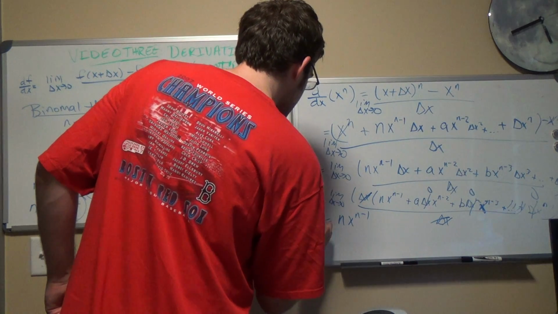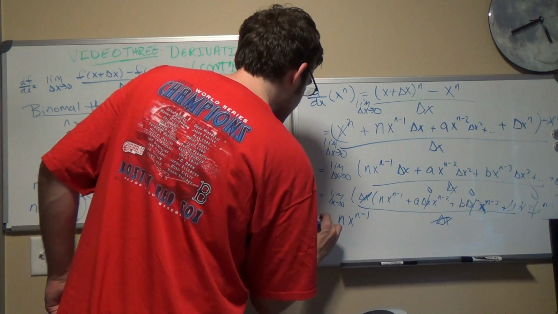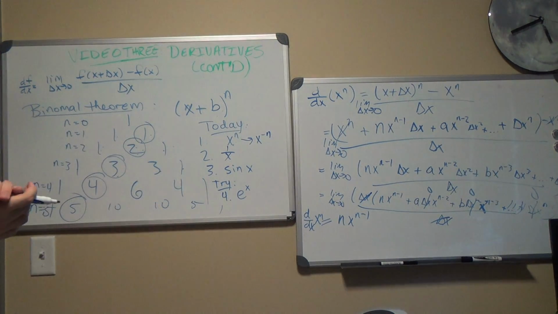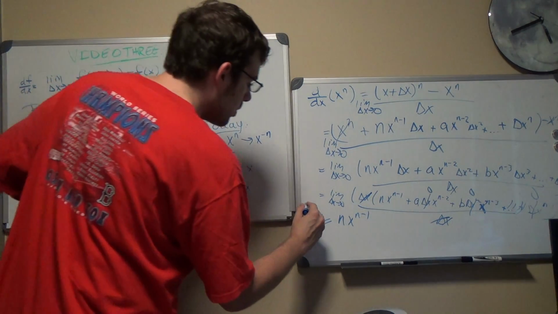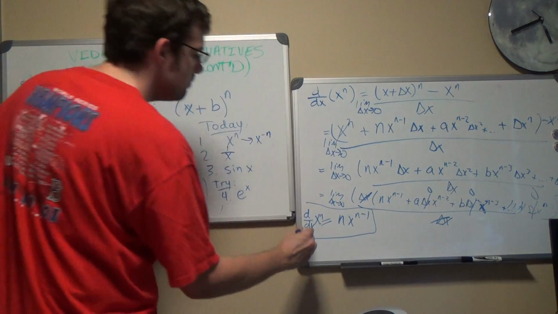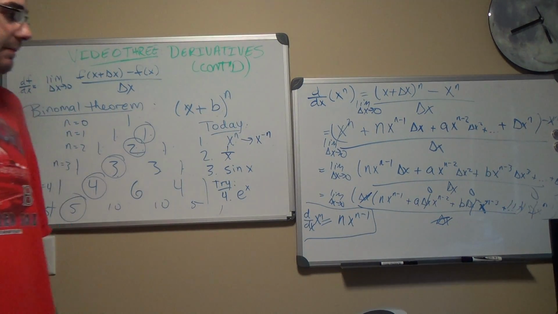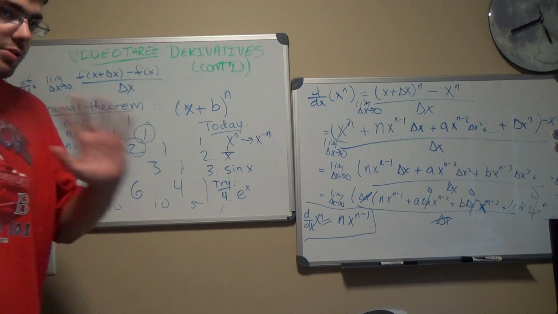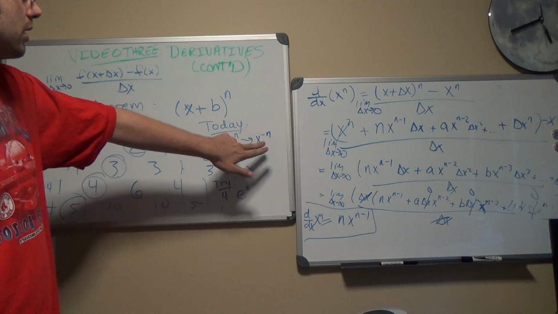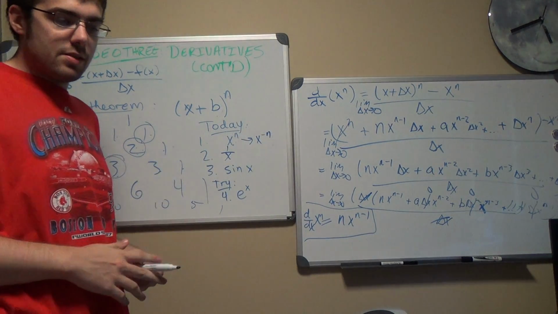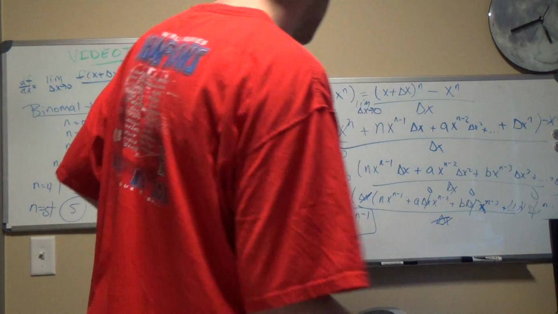So this is d/dx of x to the n. And this is going to be our rule, what we're going to be using when we're differentiating any term x to the n. So what I want you to try to do is prove this for x to the minus n.